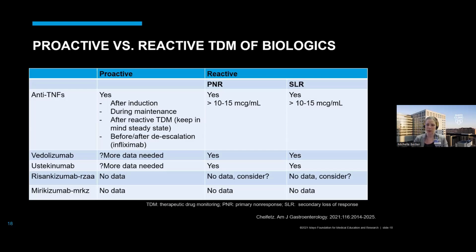However, for reactive therapeutic drug monitoring, we see that this can be more widely utilized with anti-TNFs, with a goal of at least a 10 to 15 microgram per mL trough level prior to truly calling a primary non-response or secondary loss of response. And then vedolizumab and ustekinumab, this would be a supported approach as well, with more data needed for risankizumab and mirikizumab.